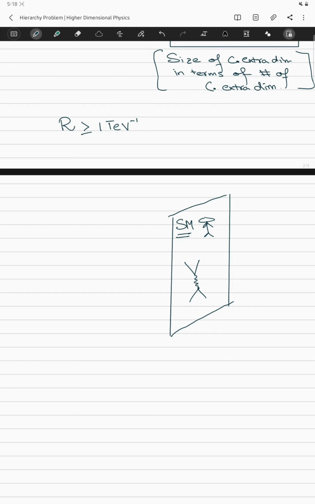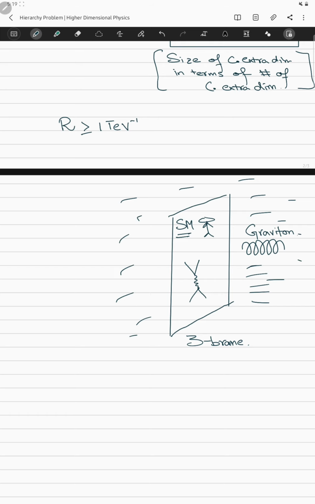But gravity is allowed to propagate outside this brane, and whatever is outside this brane is your extra dimensions, right? So if gravity is allowed to propagate into these extra dimensions, then the particle of gravity, which is the graviton, will be able to jump from this 3-brane and go into the extra dimension. So everything outside this 3-brane are your extra dimensions, right?